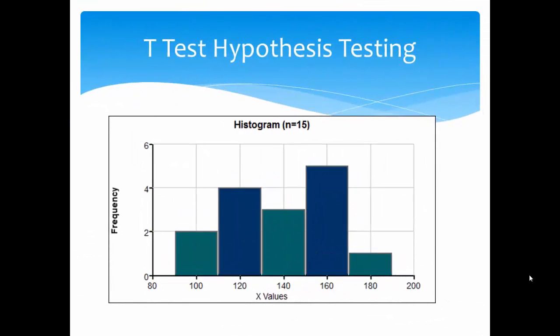So here is my histogram. If you look at it, it does look like I have a little bit of a tail going off to the left, so it is slightly skewed, but again, there are no outliers. So I'm good to go on my t-test.